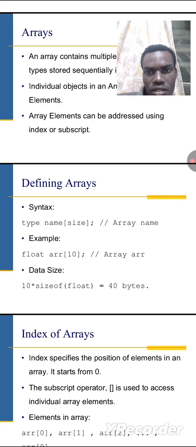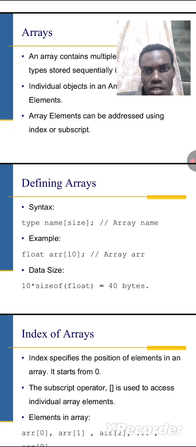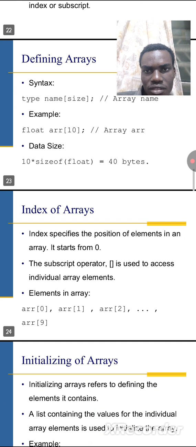So the syntax: we have the type, then the name, and in brackets the size. For example, we have float, and then the name, which you can give it, maybe you can name it ALT, anything, and the size. So we want to call out the size.